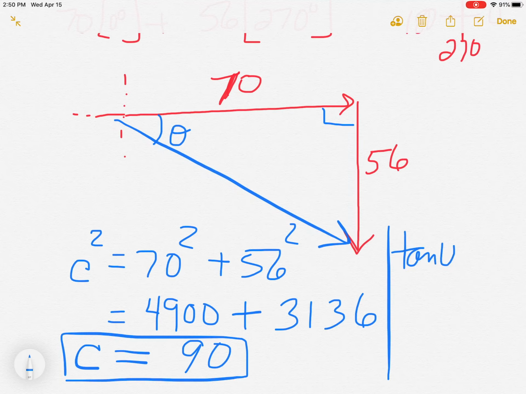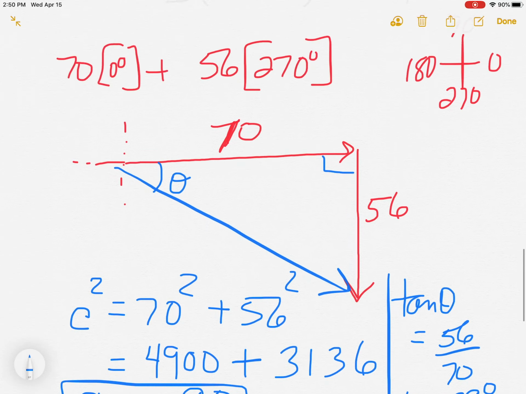I need this angle. So tan theta is opposite over hypotenuse. So theta will be 56 divided by 70, and then the inverse tan of that. So it looks like theta is about 39 degrees.